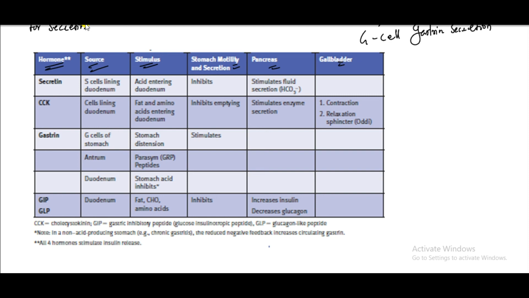and the gastrin has a stimulatory effect on motility and secretion, and the GIP, the source is the duodenum, and the stimulus is fats and amino acids, and it inhibits the stomach motility and its secretion, and the GIP has effects on the pancreas that increase insulin and decrease glucagon.